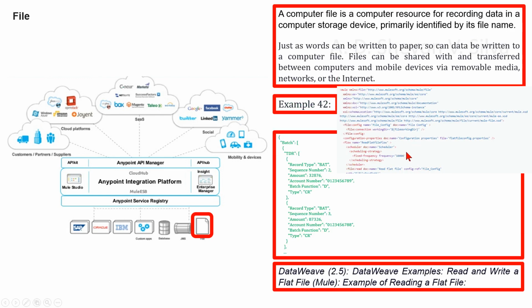Now we are considering an example of reading a flat file. In Read and Write the flat file, Mule, DataWeave examples in DataWeave 2.5. The following example application consists of a Scheduler component that triggers the flow, a File Read operation that reads the flat file from the specified path, a Transform Message component that transforms the content read from the flat file to JSON format, and a Logger component that outputs the current payload.